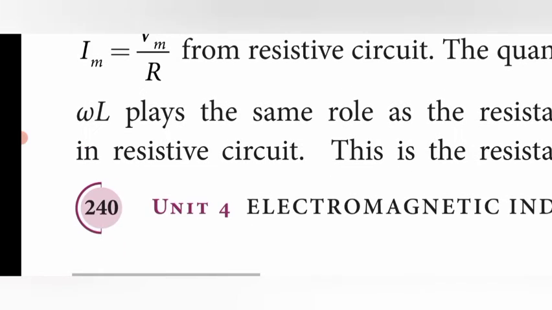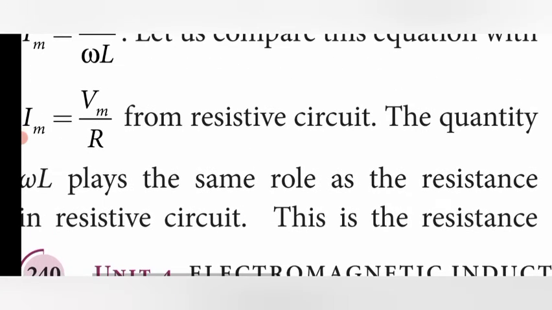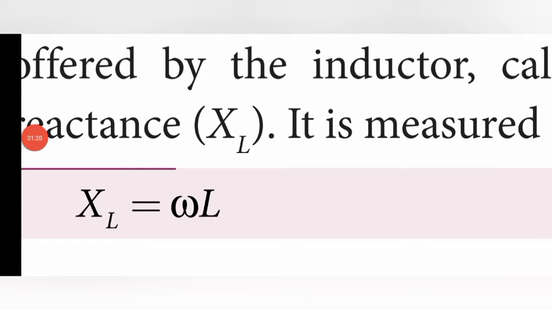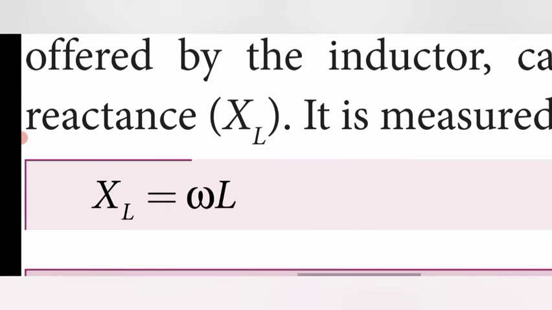So this is the inductive reactance XL, which is equal to omega L. That inductive reactance is measured in the unit ohm also, because this is a resistance value. I left this part from yesterday's class. So this is the inductive reactance, and it can only happen in an inductive circuit. Next we will pass on to the capacitor.